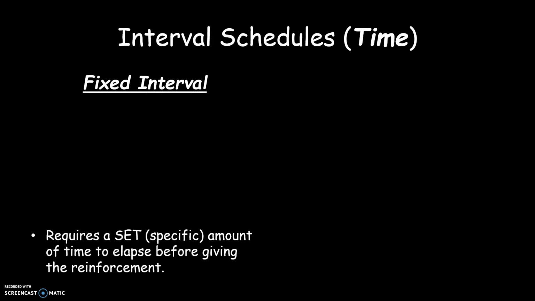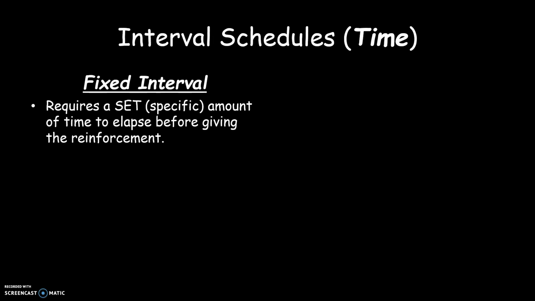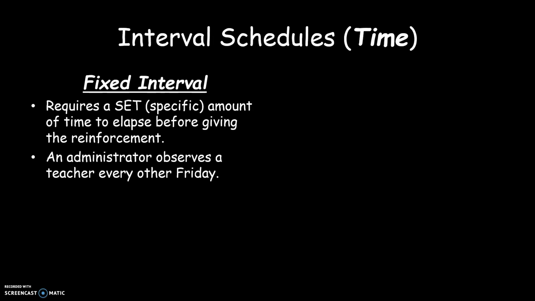All right, so a fixed interval is going to be a set amount of time that has to pass before the reinforcement is given. This can be clock time, or it can be days on a calendar, or anything along those lines. So an administrator observes a teacher every other Friday. Now, the behavior that the administrator is hoping to see from the teacher is pretty obvious, but knowing that they're doing it only every other Friday, the teacher is going to be on their best game.